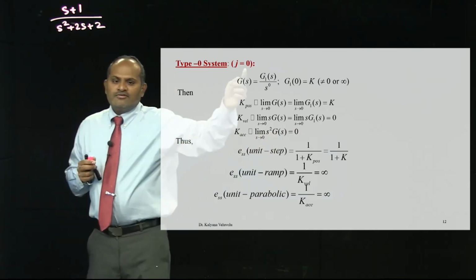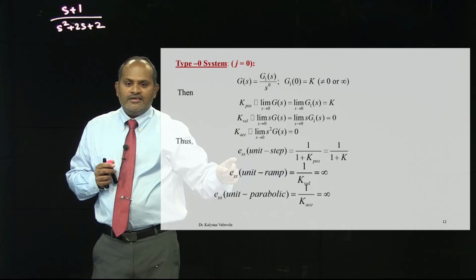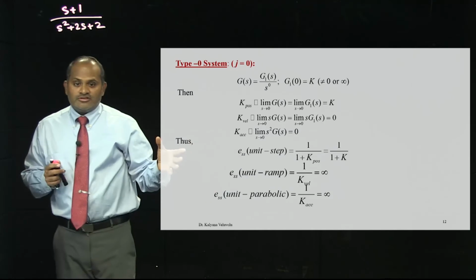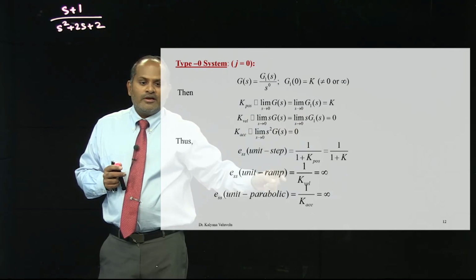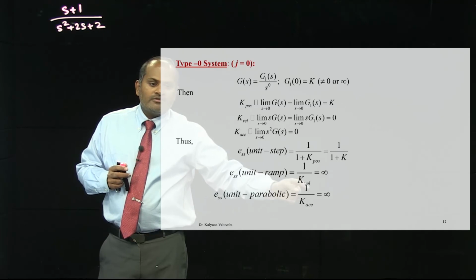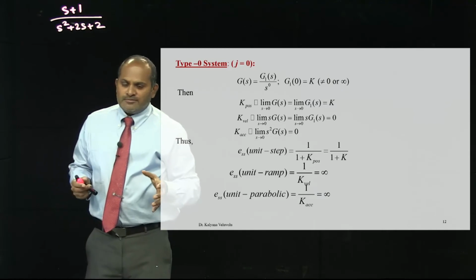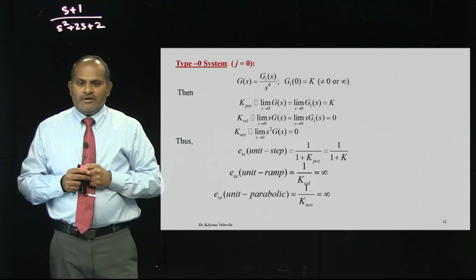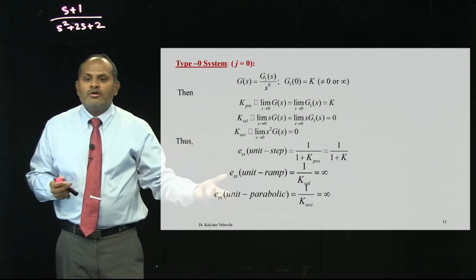So, once we find the constants K position, K velocity, K acceleration, I can find e_ss equal to 1 by (1 plus K position), which gives 1 by (1 plus K). This is for type 0 system. For unit ramp, K velocity is 0, so 1 by K velocity is infinity. For unit parabolic function, I get 1 by K acceleration, again also equal to infinity. So, what we observe here, a type 0 system can only perform for step signal. If you provide either velocity or acceleration signal, your error is going to be infinity.